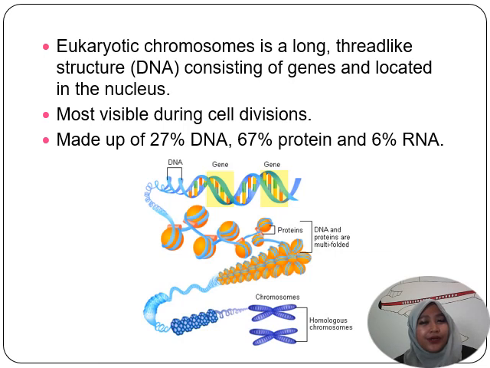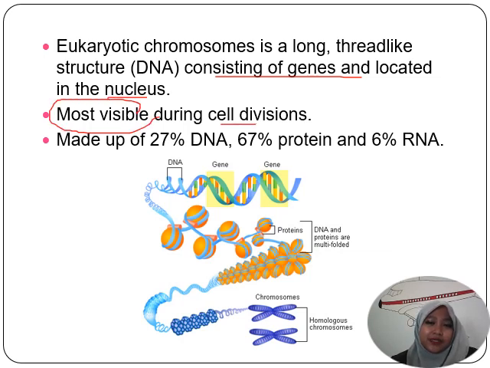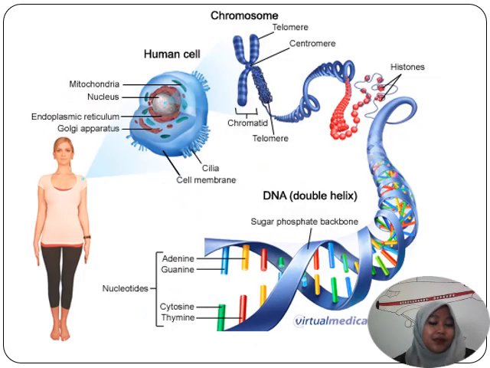So eukaryote chromosome is a very long thread-like structured DNA, consisting of genes and located in the nucleus. They are only visible during the cell division, as I mentioned earlier. Only 2% of their life cycle can be seen through the microscope. The chromosome is made from 27% DNA, 67% protein, and also 6% RNA. This is a human.